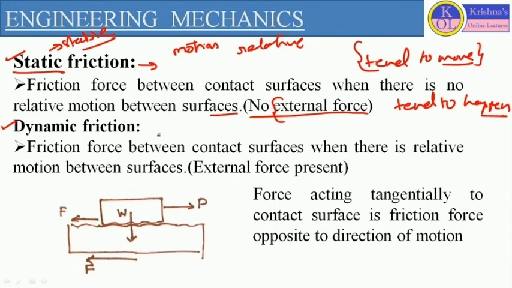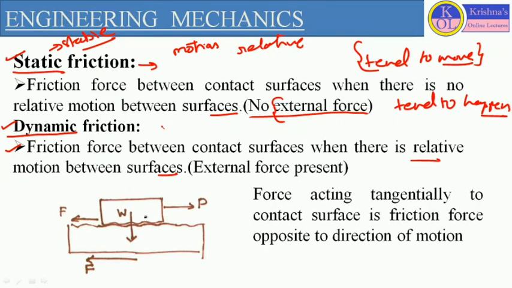Now the second one is dynamic friction. Dynamic friction we can define based on the condition of motion. So when a friction force between the contact surfaces is present, when there is relative motion between the surfaces, and friction is present at the contact point or at the contact surface, that friction is representing dynamic friction.